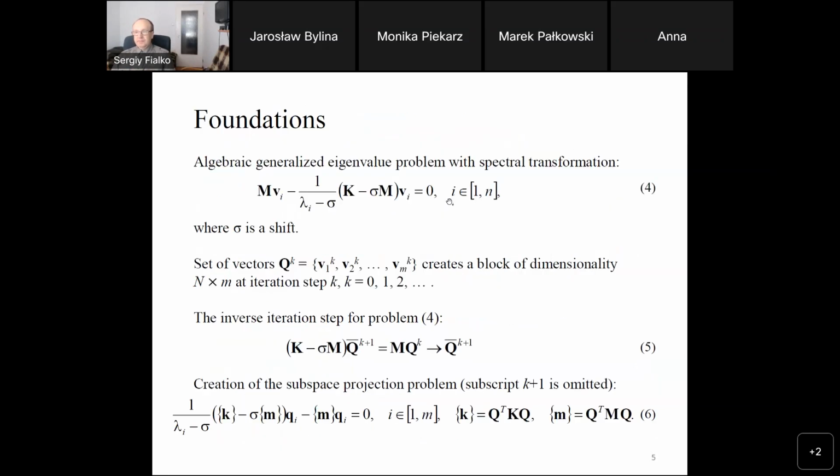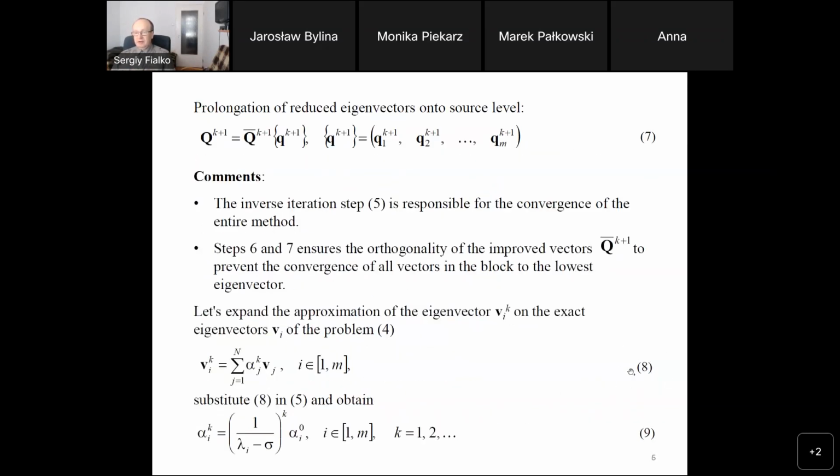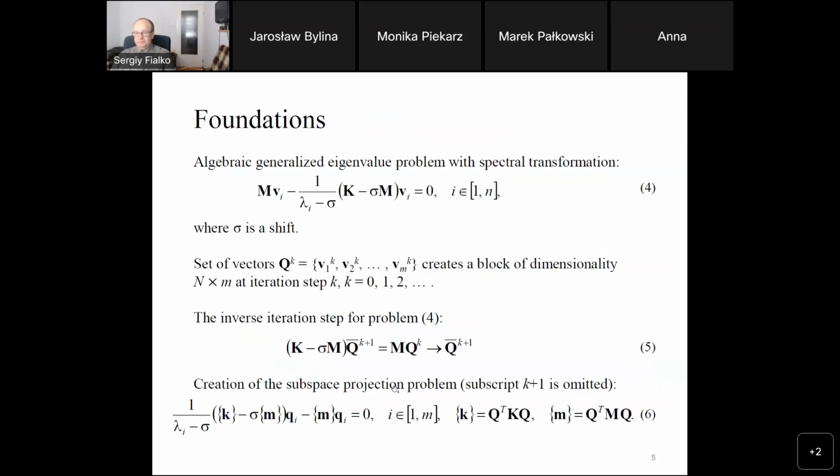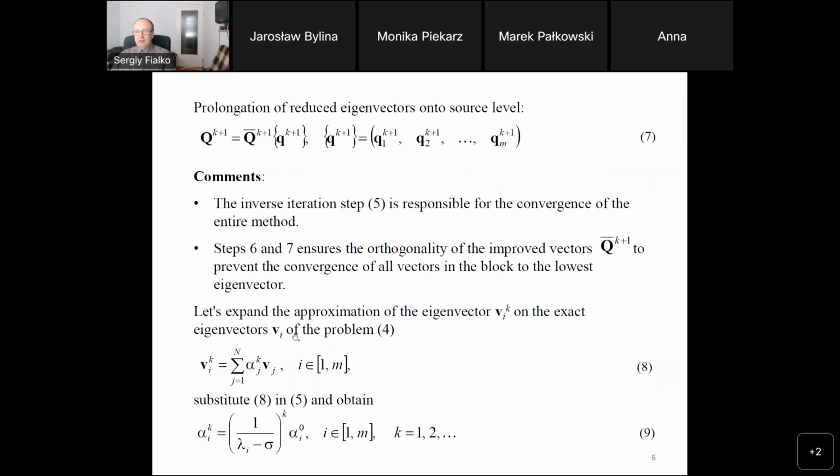And we obtain the expression 8. Let us substitute 8 in 5. And using the orthogonality conditions between eigenvectors v_i, we obtain for each mode i the separate relations which connect the initial coefficients alpha 0 with the coefficients of this expansion at the iteration step k, expression 9.